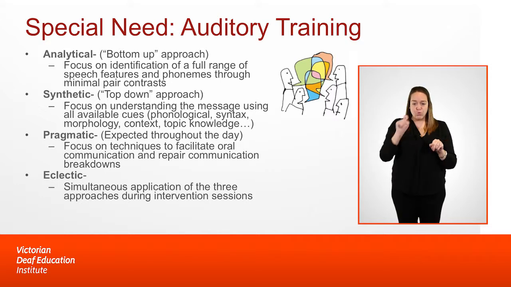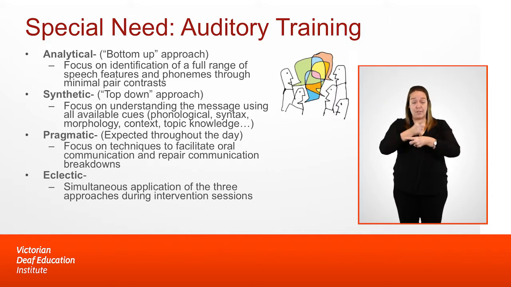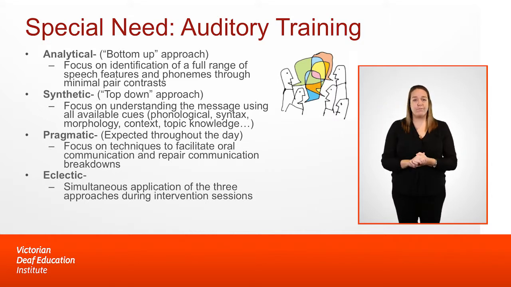A third type of auditory training is pragmatic. It's how we expect children to be successful in listening throughout the day. So this involves focusing on techniques to facilitate oral communication and repair communication breakdowns. The little clip art here kind of represents how the speech signal in a group of people overlaps, and the signal itself may be hard to recognize. And we know that children with cochlear implants and hearing aids do poorer in listening and understanding when situations get noisy, like in a classroom. And so what we do in pragmatic auditory training is teach techniques to avoid communication breakdowns.